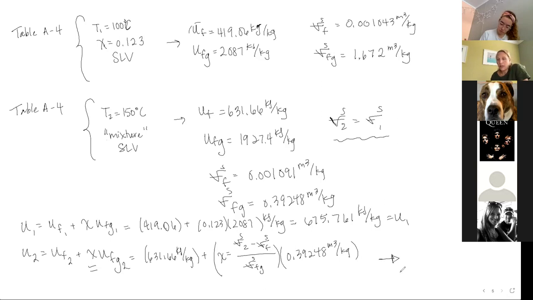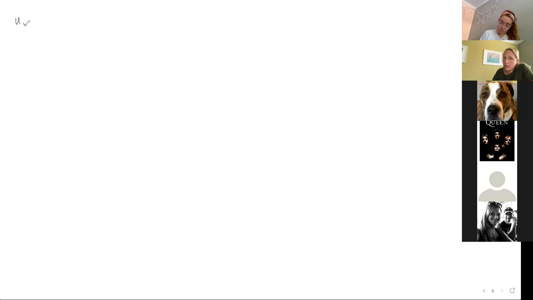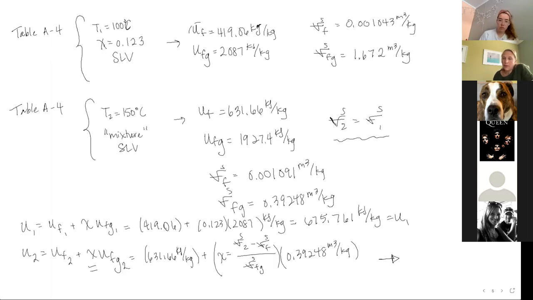I'm going to move to the second page. Okay, so my U1 I know is 675.761. My U2 I just plugged in to be 631.66. I was rewriting it, but I can go back.